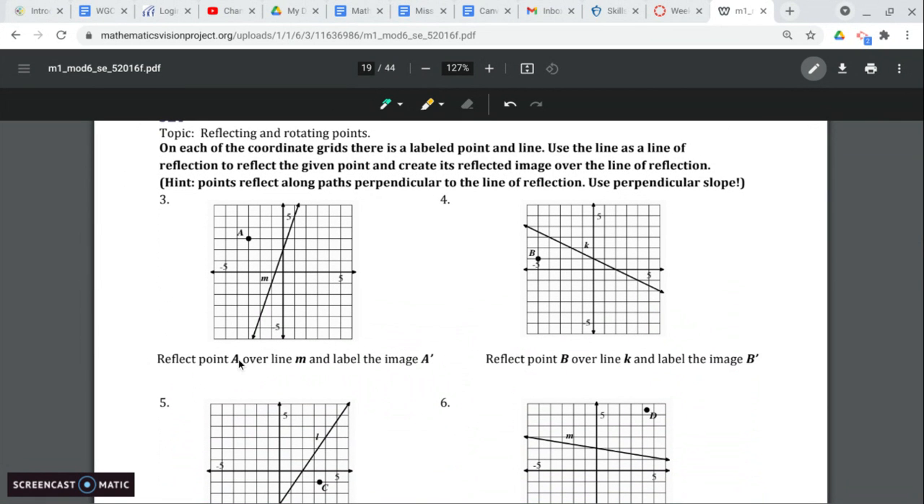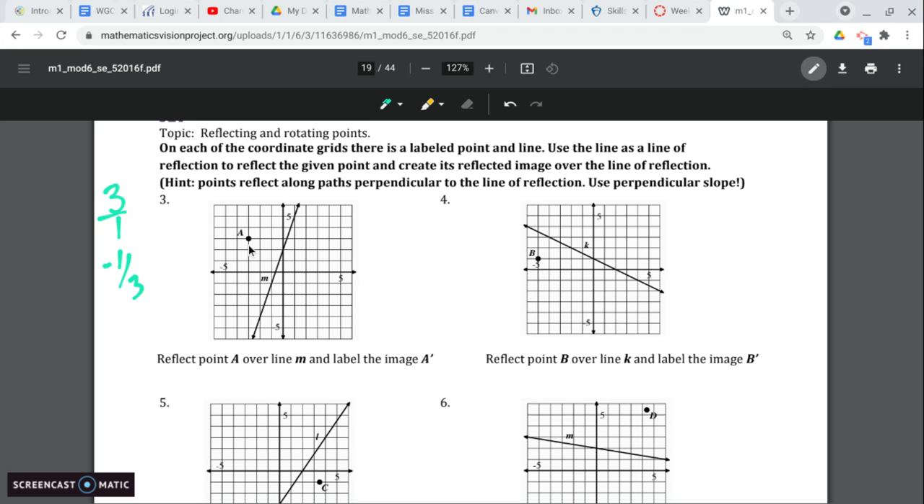So we want to reflect point A over line M and label the image A prime. So first we need to figure out what the slope of M is to make this easier. So the slope looks to be up 1, 2, 3 over 1. So we have a 3 over 1 slope. What's the opposite reciprocal? Negative 1/3.